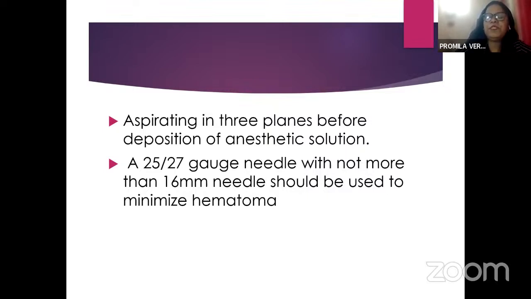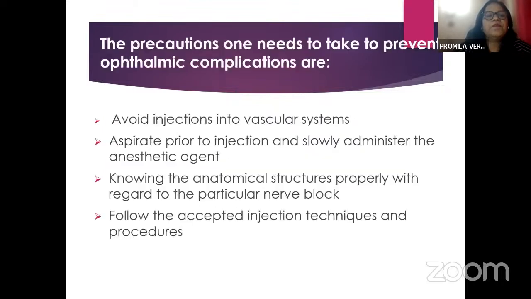So we must be very cautious while administering the anesthetic agent. What precautions need to be taken to prevent the ophthalmic complication? We should avoid injecting into the vascular system. Always aspirate prior and in all three planes, and administer very slowly at the site. Knowledge of the anatomical structure regarding the particular nerve block is a must, and the accepted injection techniques and procedures should be followed to avoid any complication which may lead to a medical emergency.